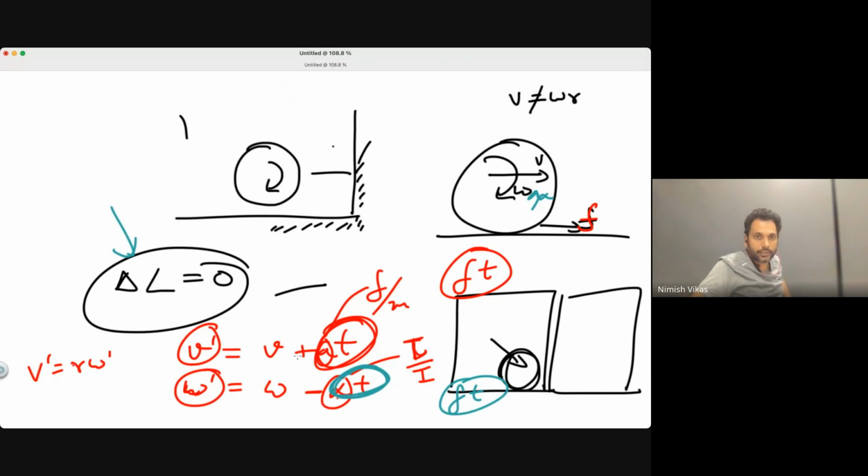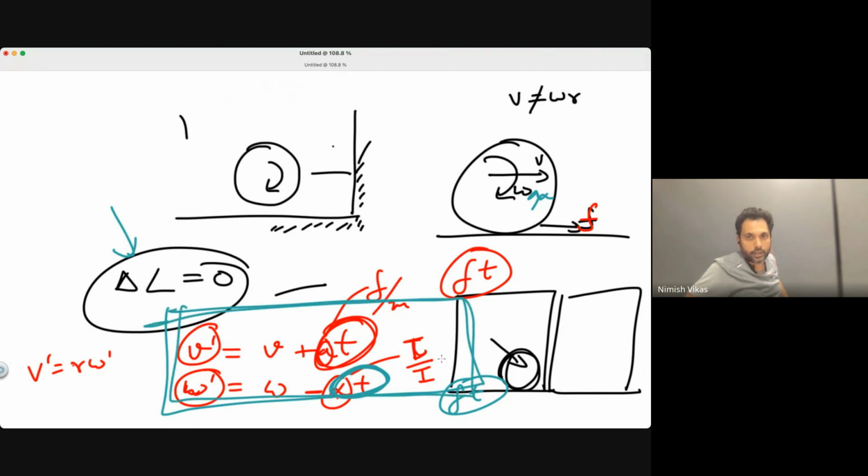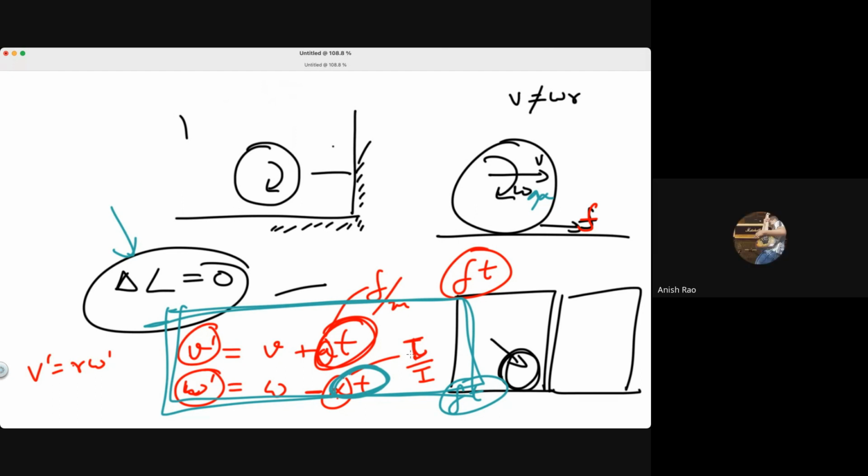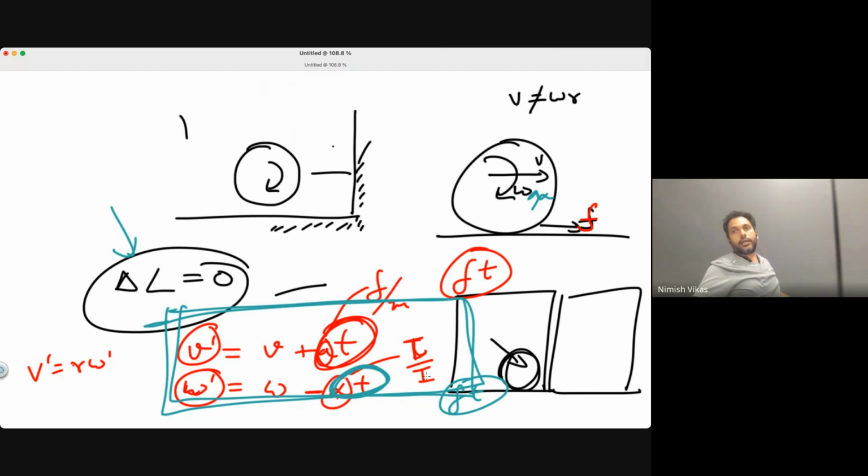Okay, guys, this is the key. Find out the direction of friction and then use these two equations. You want to note it down, you can note it down. Any doubt on things which I've taught today, you may ask.